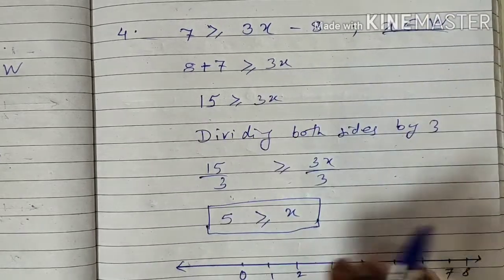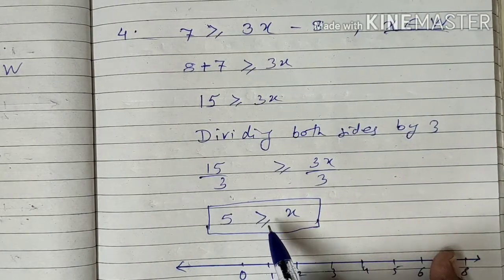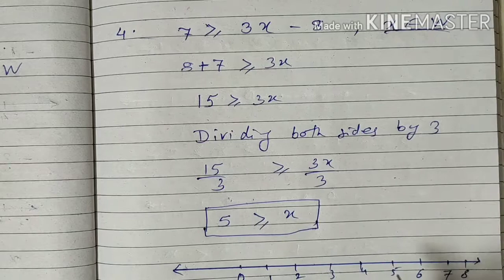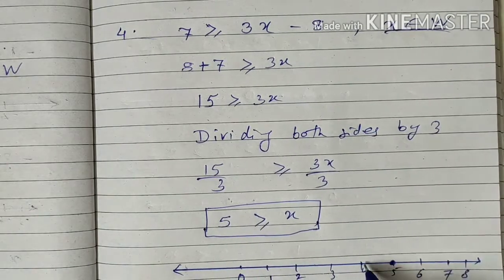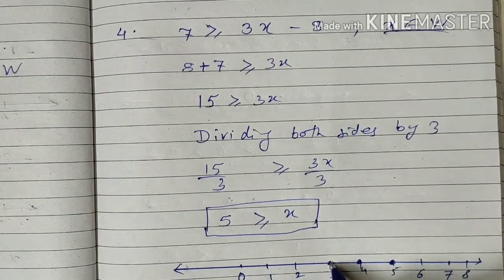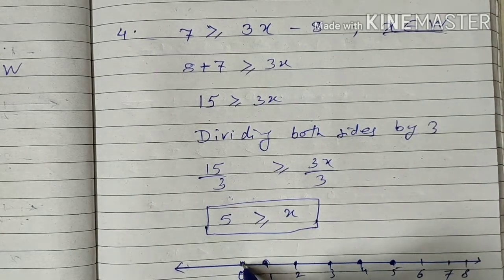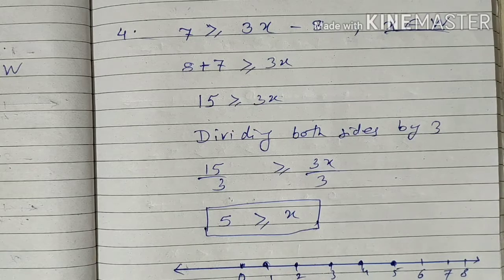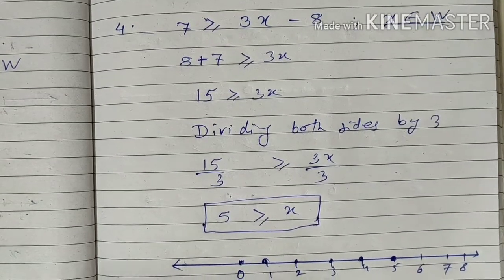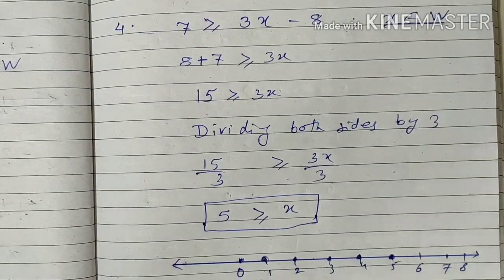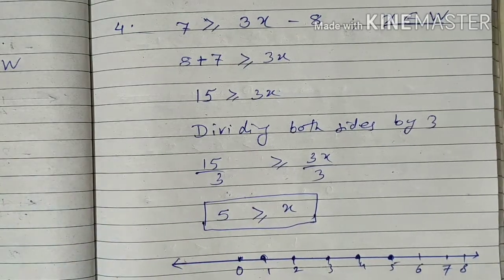Okay, what is the value of x? Less than or equal to 5 means 5 is also included in our set. So this time our set belongs to the whole numbers. That means we will not darken the line. So we will make a dark line only if x belongs to the real numbers. Is that clear? Okay.